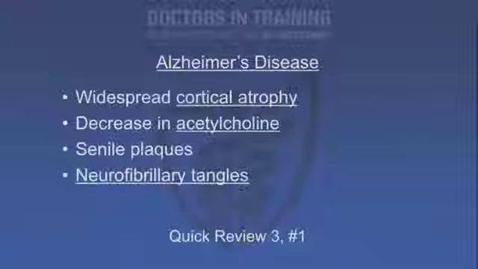So you're going to see widespread cortical atrophy. You're going to see decrease in acetylcholine, senile plaques. That's an important one you'll see on tests. You'll see neurofibrillary tangles. Remember those tangles? These are the intracellular abnormal phosphorylated tau proteins. And the tangles correlate with the degree of dementia. So you're going to get more tangles with more dementia.